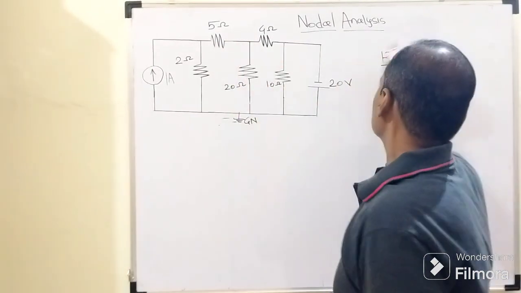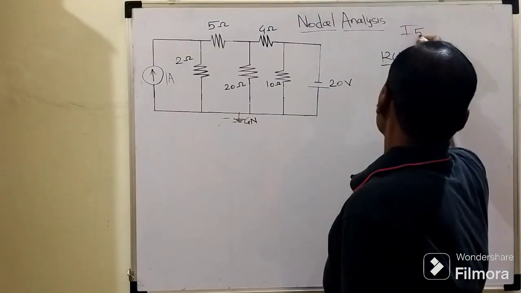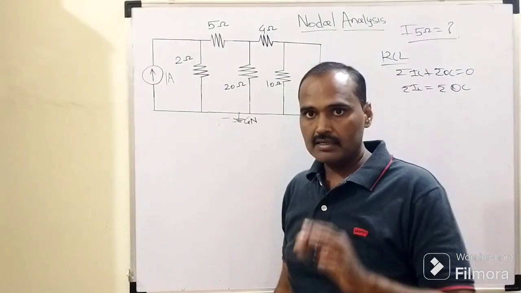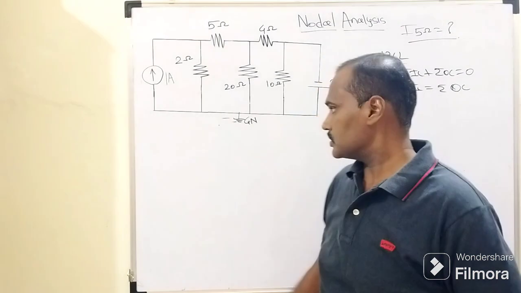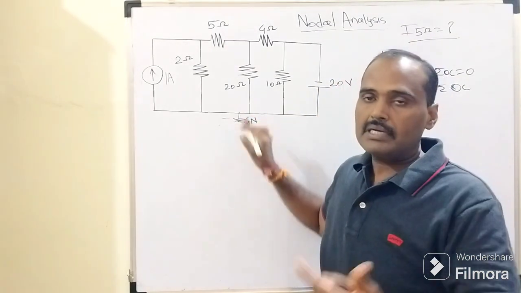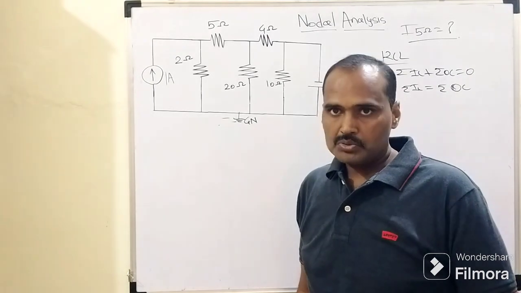And our objective is to determine the current flowing through this 5 ohm resistor. Here I will write that. That will be our objective for today's session, right? So a node is the point at which multiple branches are interconnected with each other.